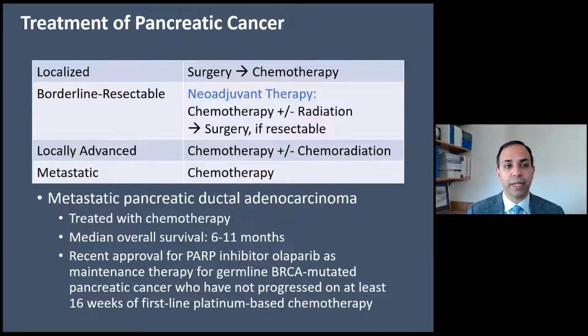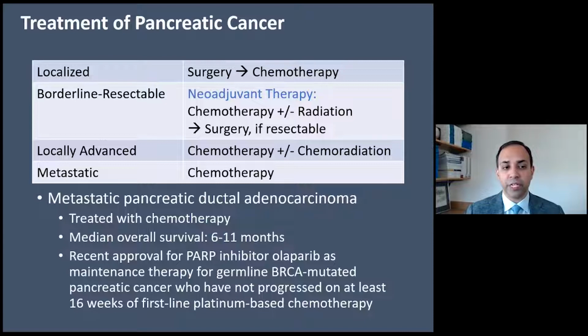Treatment of pancreatic cancer is often broken down by the resectability of the primary tumor. Surgery for pancreatic tumors is often complicated by adjacent structures, namely the critical blood vessels that run through this region. Localized tumors are those that do not involve these major blood vessels, and in these patients, surgery up front may be appropriate, followed by chemotherapy.